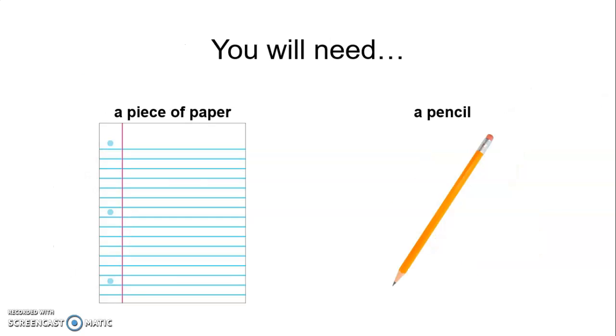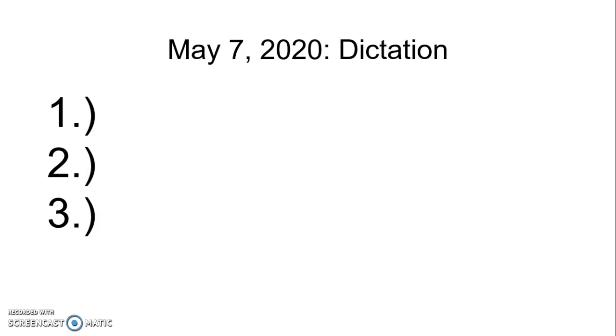So for this activity, you will need a piece of paper and a pencil. We're going to do another dictation. Entonces voy a deletrear una palabra y vas a escribir lo que escuchas. So you're going to write the date, May 7th, 2020, dictation.